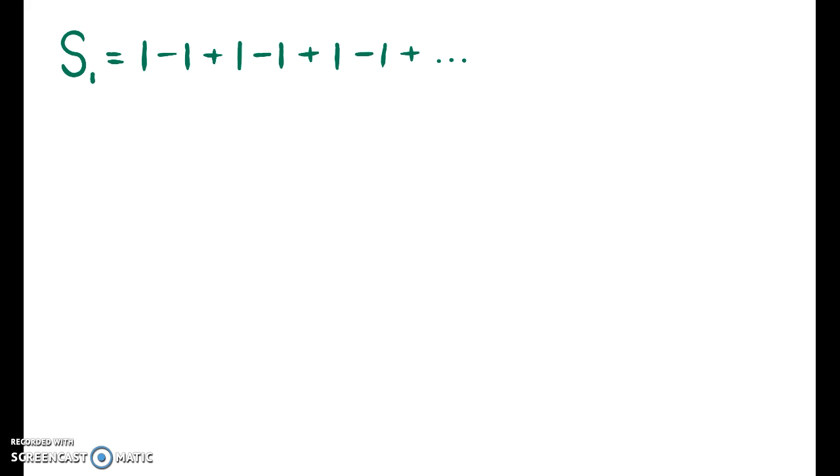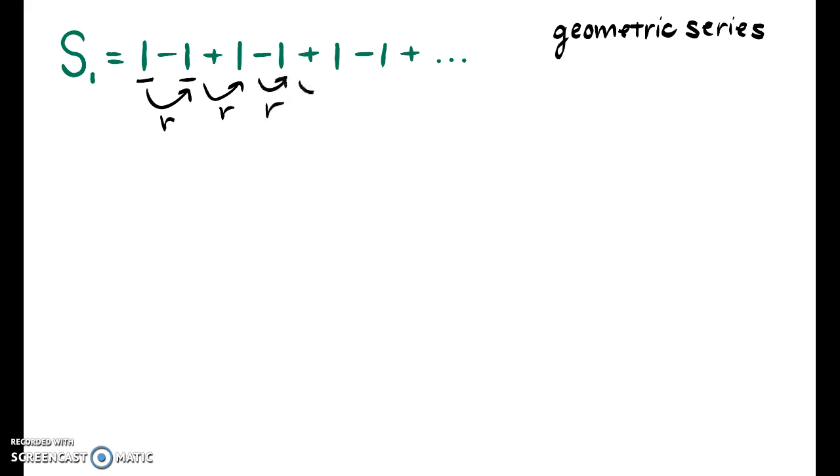It turns out that S1 is actually what's called a geometric series. What it means to be a geometric series is that a bunch of terms are added together, but to get from the first term, 1, to the second term, negative 1, we multiply by some number r. And to get from the second term to the third term, we also multiply by r. So to get from each term to the next, you multiply by some number, which we'll call r. In this case, for S1, r is equal to negative 1.